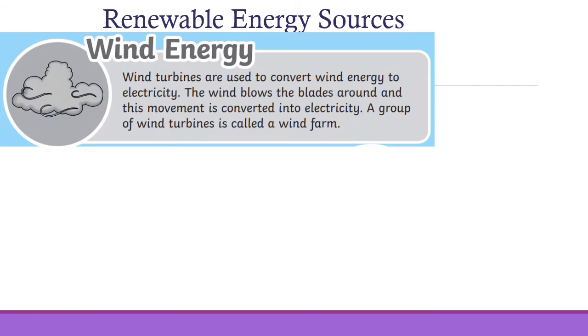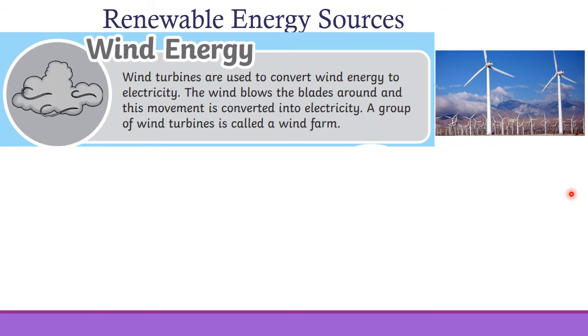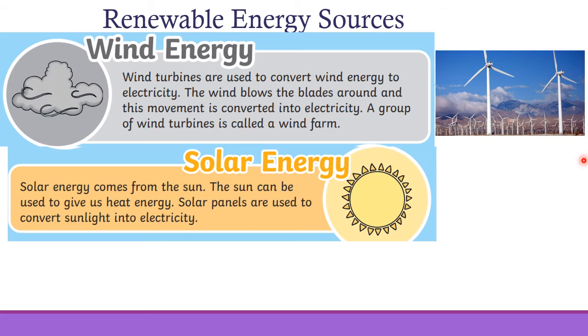Renewable energy sources. So here's a few. First of all, wind energy. Wind turbines are used to convert wind energy to electricity. The wind blows the blades around and this movement is converted into electricity. A group of wind turbines is called a wind farm, and you might have seen them dotted around, especially the Pennines area.